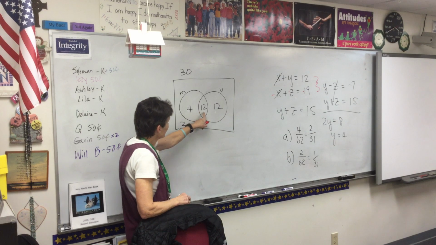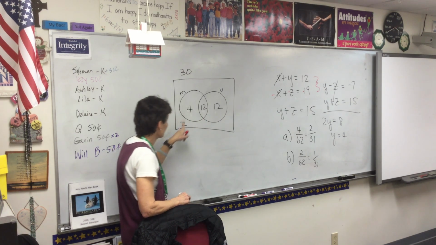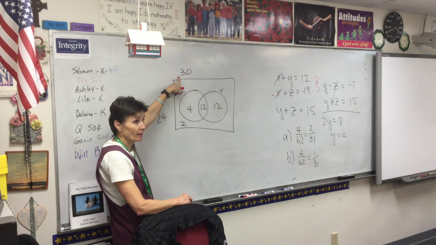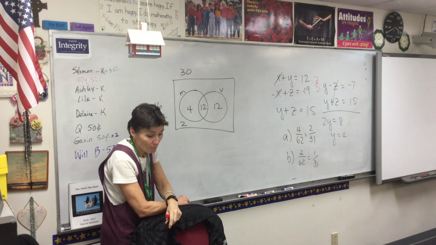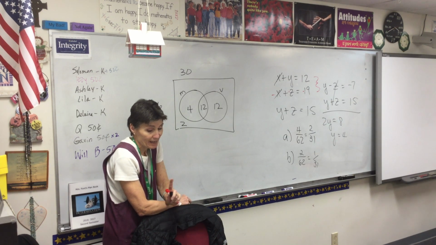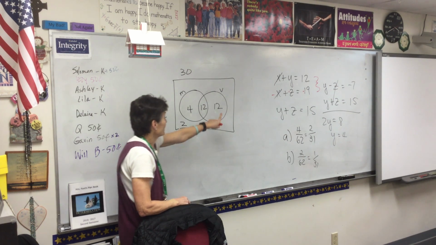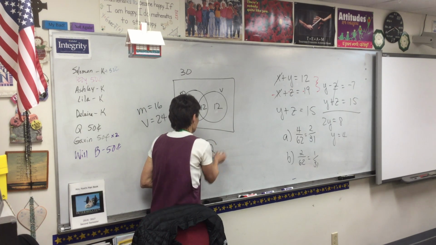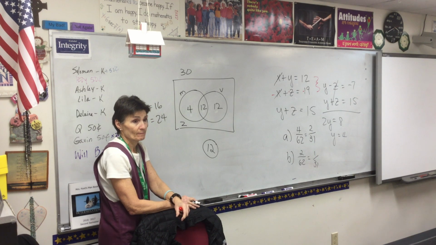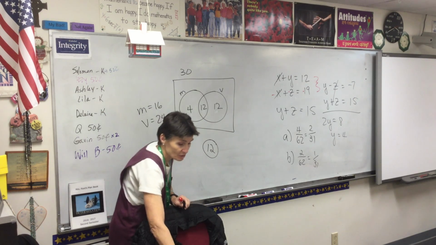Now look, what do these add up to? 12 and 12 and 4. What does that add up to? Is that what it's supposed to add up to? Yeah. There's 28 there and there's 2 here. That gives me my total of 30. So now I can answer the question. How many, this is not probability, this is just how many like only vectors? 12 kids like only vectors. That is tomorrow's quiz.